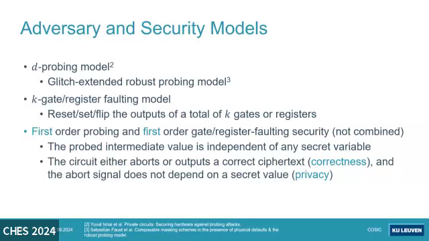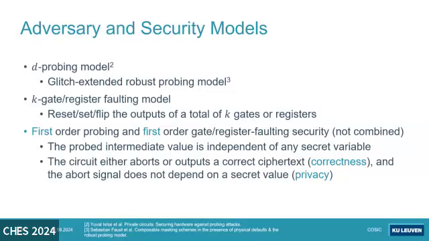And before going into details of the countermeasure, first let's see what we are protecting against and what our security claims are. First, we assume the well-known probing model, and to capture the physical effects of glitches in the hardware, we extend it to the glitch-extended robust probing model. And to capture the capabilities of a faulting adversary, we assume the k-gate register faulting model.